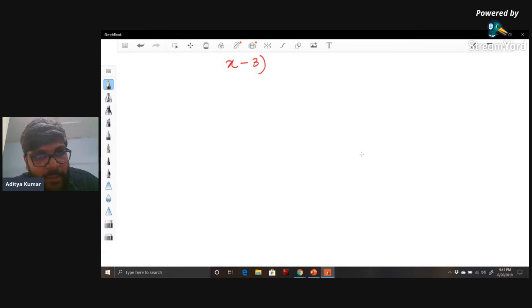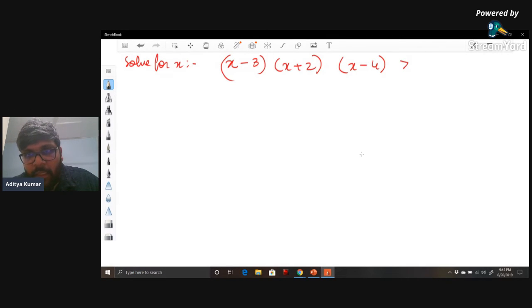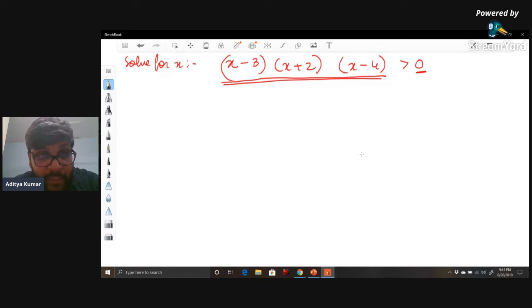So suppose I tell you solve for x: x minus 3 into x plus 2 into x minus 4, greater than 0. Now you see this is nicely in the form that I want. The right hand side is 0 and the left hand side is a product or a division of values. And it has only one variable. It's a cubic equation. I'm going to directly take the roots on the number line.